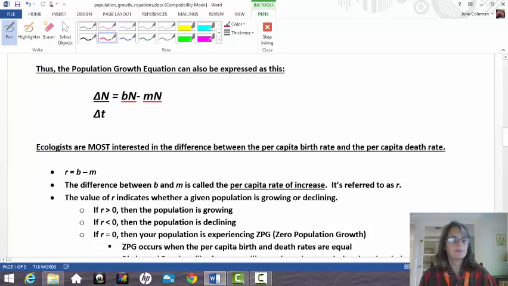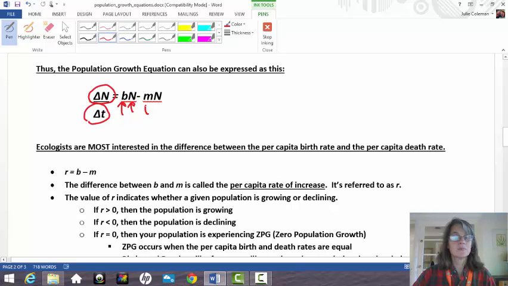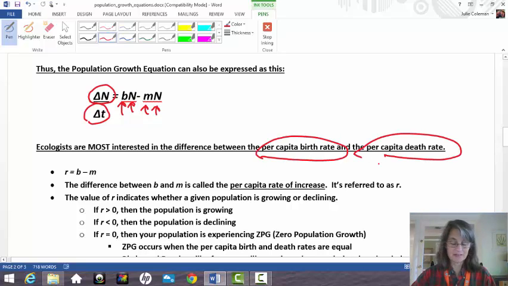Now, this is the population growth equation, okay? So change in the number of organisms over the course of, say, a year's time is equal to the per capita birth rate times the number in the population minus the per capita death rate times the number in the population, okay? Now, ecologists tend to be most interested in the difference between the per capita birth rate and the per capita death rate, because that is really going to tell you, are we growing, are we shrinking?